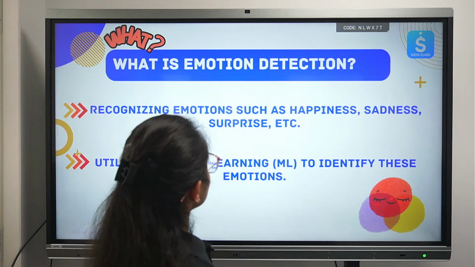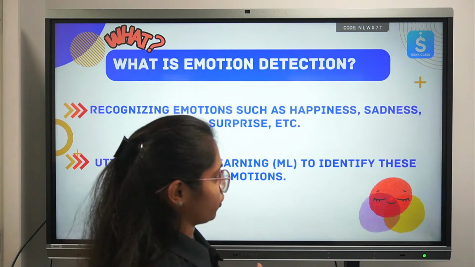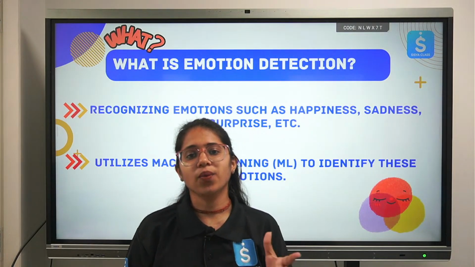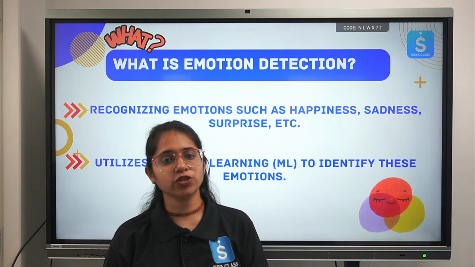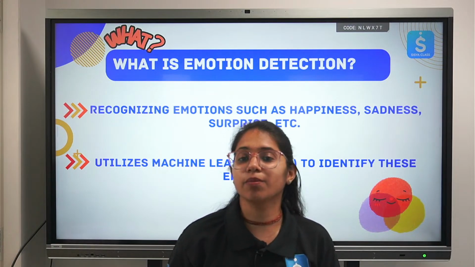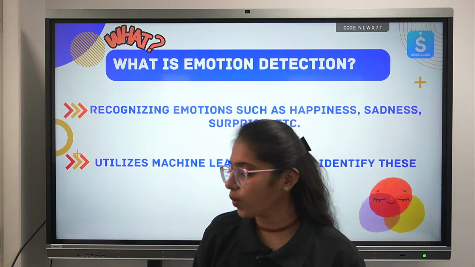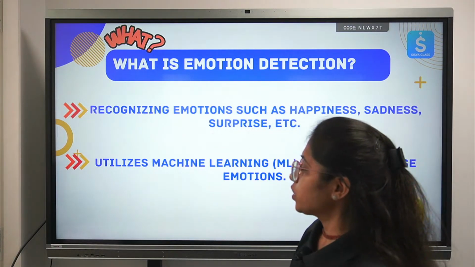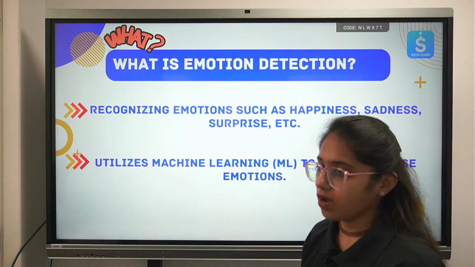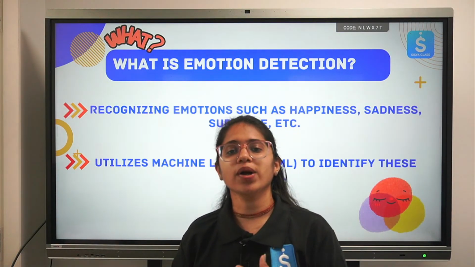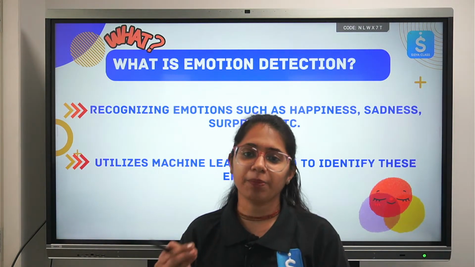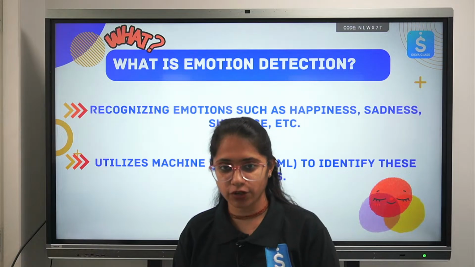First of all, what is emotion detection? Today we are going to develop a web application where the application is going to get a picture of yourself and then predict your emotion. But first, let's understand what that is. It means recognizing emotions such as happiness, sadness and surprise. If you give any of your emotions or any picture to the application, it's going to detect your emotion.